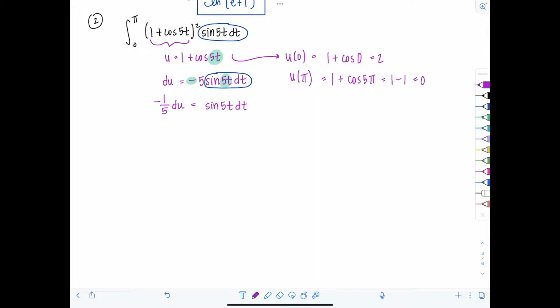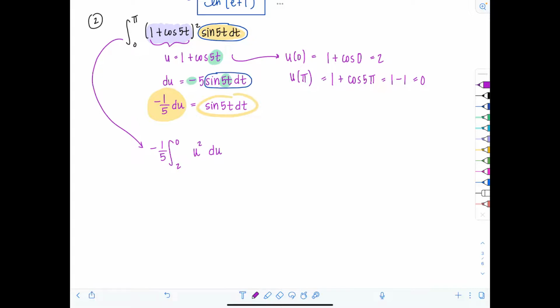All right, so now we're going to rewrite this integral. Instead of 0 to pi, we have 2 to 0. Then I'm going to replace 1 plus cosine of 5t with u, and that is squared. And then last thing, sine of 5t dt, right here, is equal to -1/5 du. But where do we put the constants? They're outside the integral sign, exiled.